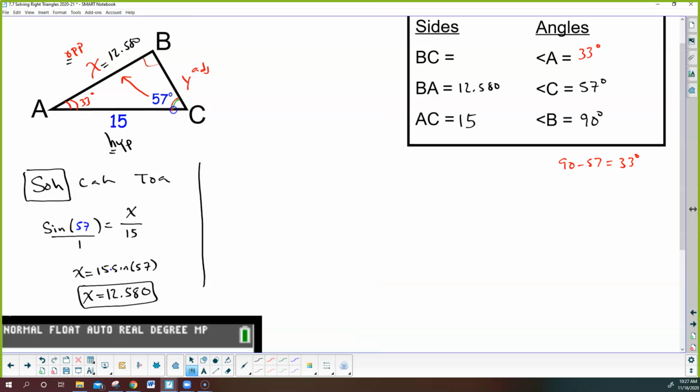And I'm going to stick with the fact that I'm going to use 57 degrees. And I like the 15 as my hypotenuse, and I want to find the adjacent. So I've got the hypotenuse and the adjacent, A and H. All right, so now I'm going to set up the cosine of 57 degrees is equal to the ratio of the adjacent, which is y, over the hypotenuse, which is 15. And then notice it's still the cross multiply, so 1 times y is equal to 15 times the cosine of 57.